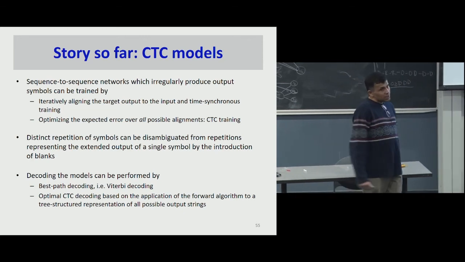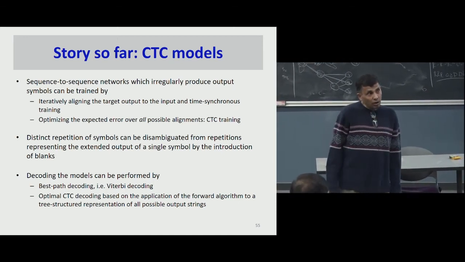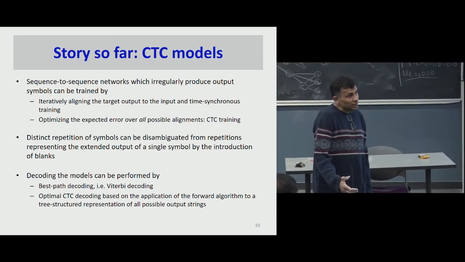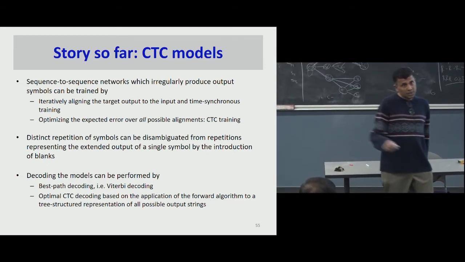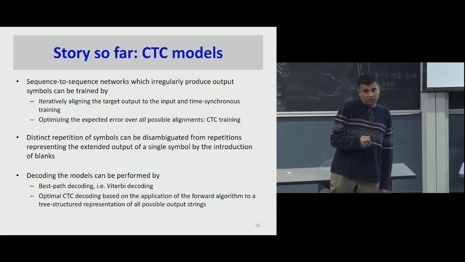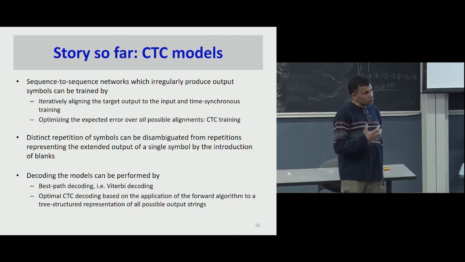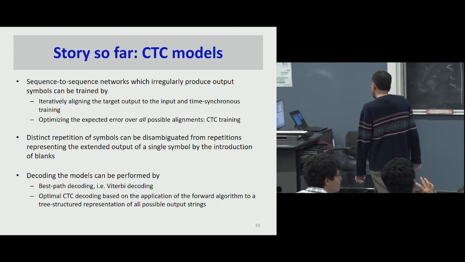And the decoding of the models can be done by greedy decoding, which is Viterbi decoding, which actually works, or doing something that's more theoretically correct, which computes the alphas for every symbol sequence and then picks the theoretically correct most likely symbol sequence. Except when you do this, you have to consider this engineering solution of having beams and pruning stuff out.